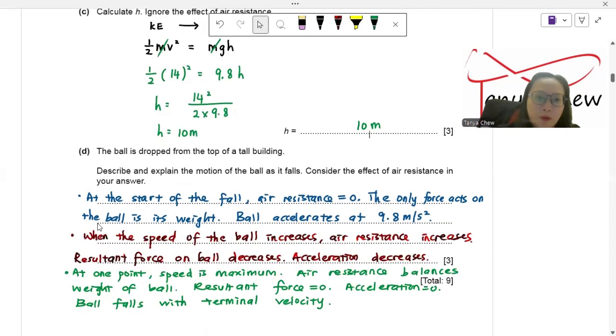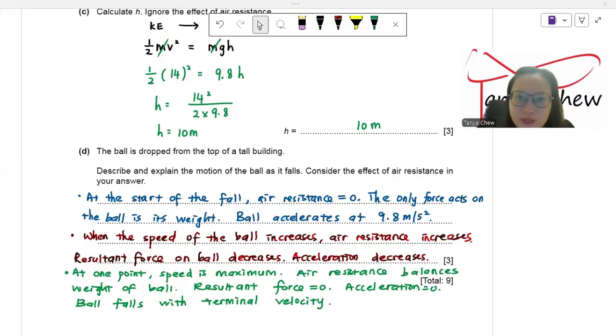Now, D, the ball is dropped from the top of a tall building. Describe and explain the motion of the ball as it falls. Consider the effect of air resistance in your answer. Now, this type of question is super duper important and super duper popular. So, what are you supposed to write down?